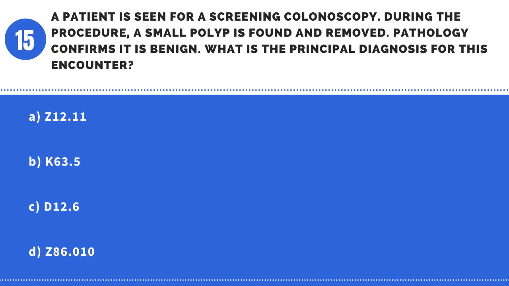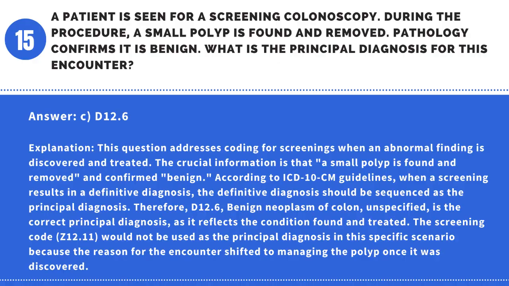Question 15. A patient is seen for a screening colonoscopy. During the procedure, a small polyp is found and removed. Pathology confirms it is benign. What is the principal diagnosis for this encounter? A. Z12.11. B. K63.5. C. D12.6. D. Z86.010. Answer C.